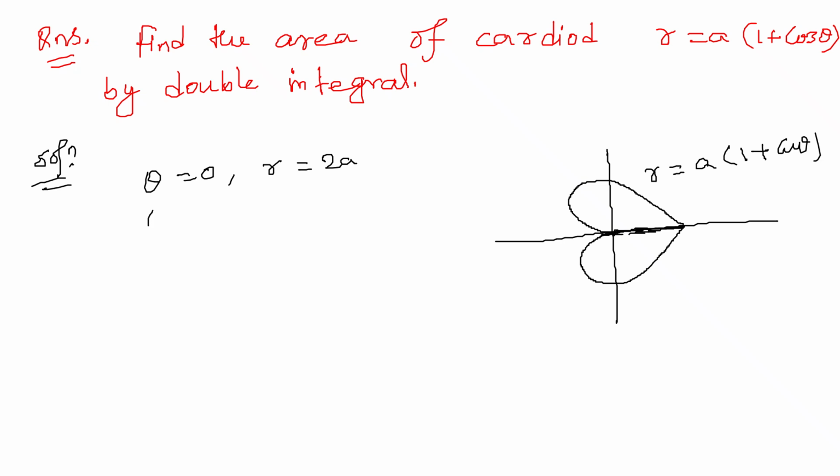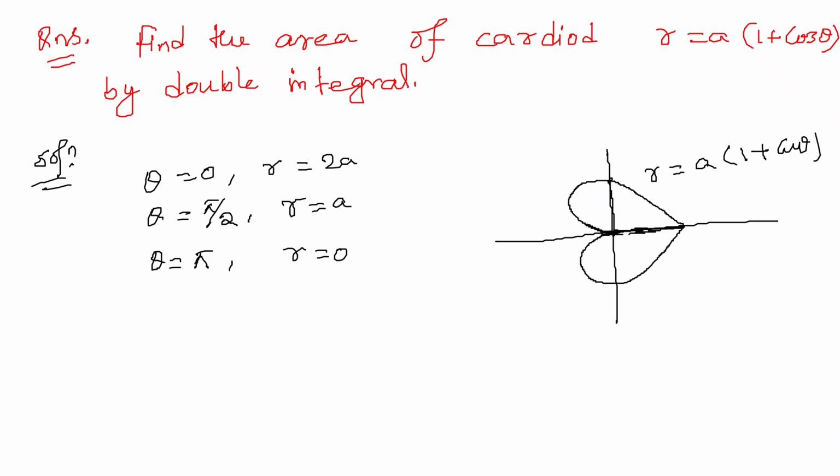When theta is equal to pi by 2, in this way you can draw the graph. Just giving hints: when theta is pi by 2, that means here. So what is r? r is equal to a. That means this length is a. When theta is equal to pi, from the relation r is equal to a into 1 plus cos theta, you will get r equal to 0. So theta is pi on this side, r is 0, and it will touch the origin.